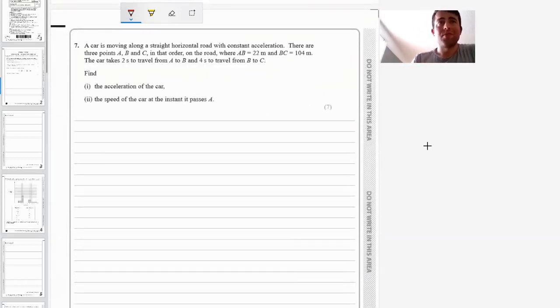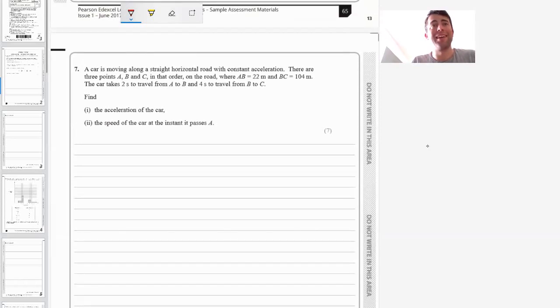Question 7. A car moving along a horizontal road, and we're asked to find accelerations and speeds. With a lump of text like this, I want to do a sketch to get it okay in my own head. A sketch you might start off with is a section of road, and you mark on A, B, and C, and label on the information, just to get it okay in your own head.